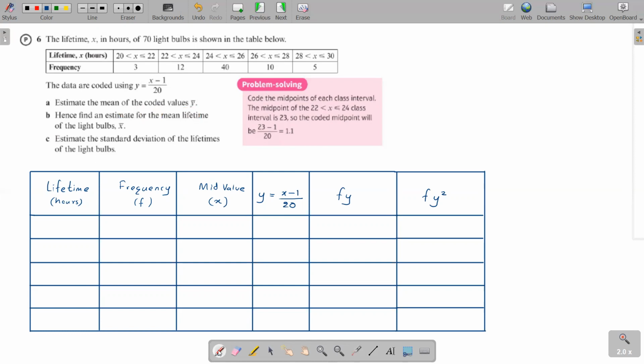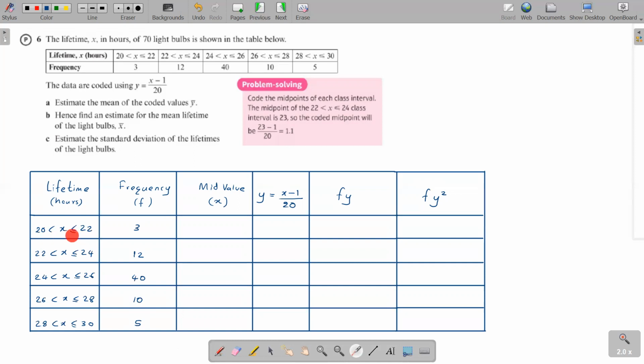Let's do that. So lifetime is between 20 to 22, 22 to 24, 24 to 26, 26 to 28, and 28 to 30. Frequencies are given as 3, 12, 40, 10, 5.